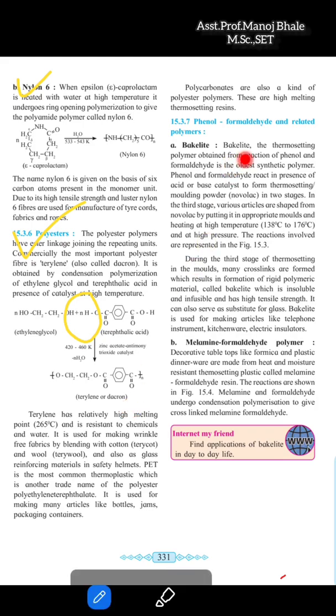Next one, that is phenol formaldehyde, which is related to the polymers which are given there. In that there is one, Bakelite, which is a thermosetting polymer which is obtained from phenol and formaldehyde. Phenol and formaldehyde react with each other, and there is a formation of the synthetic polymers. So that is about the Bakelite which is given there. Phenol and formaldehyde react in presence of an acid, or also we can use a base as the catalyst. So this is a two-step reaction.